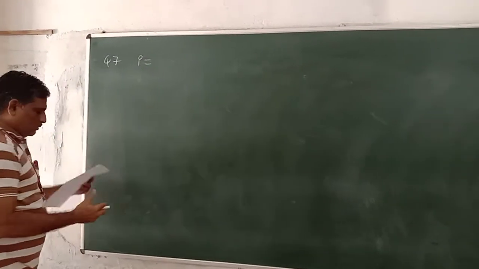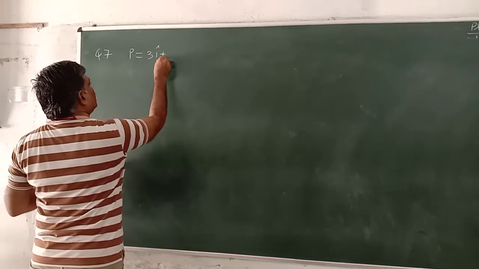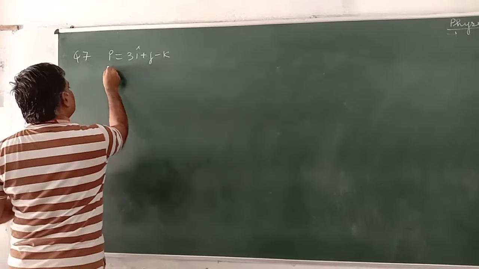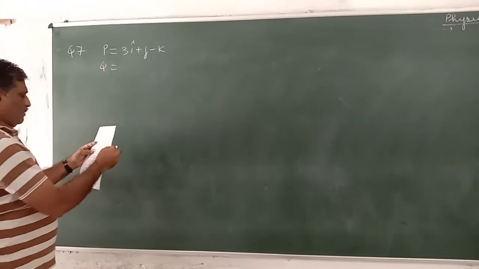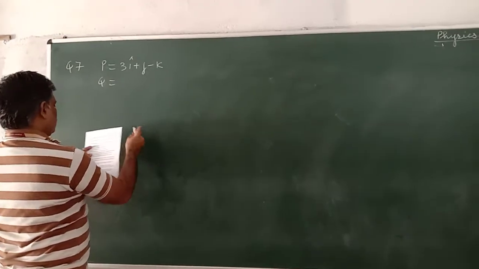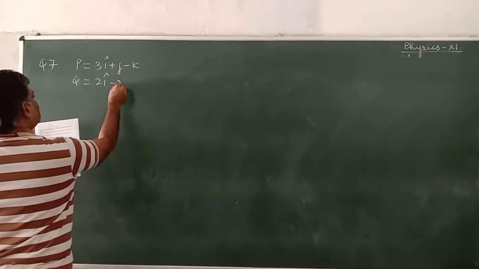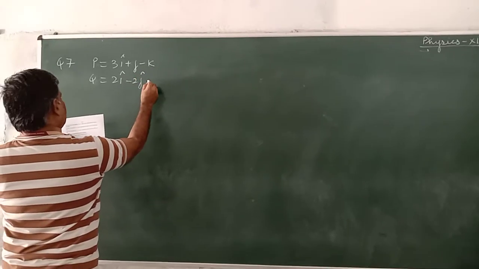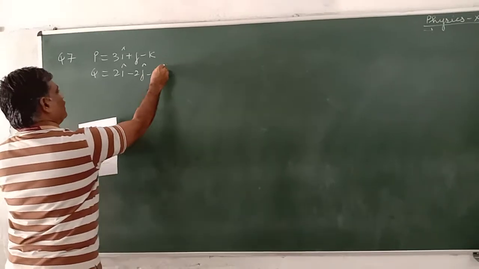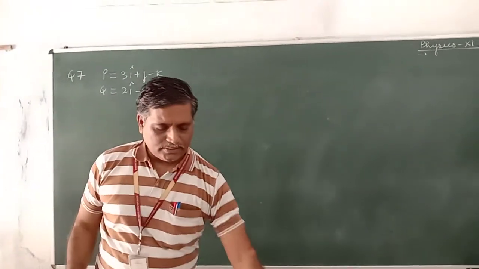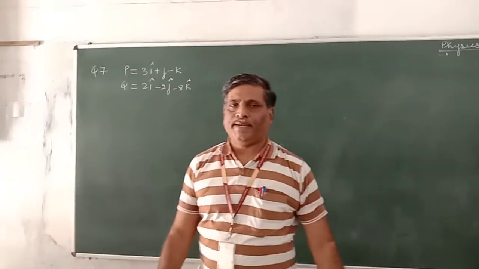P is equal to 3i + 5j - k. Q is equal to 2i - 2j - 8k. These are the two vectors. We want to find the cross product of these two vectors.